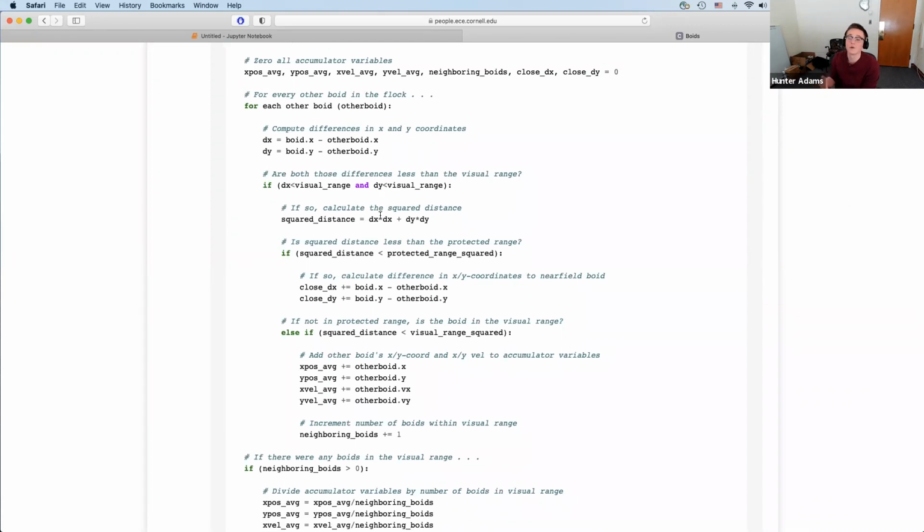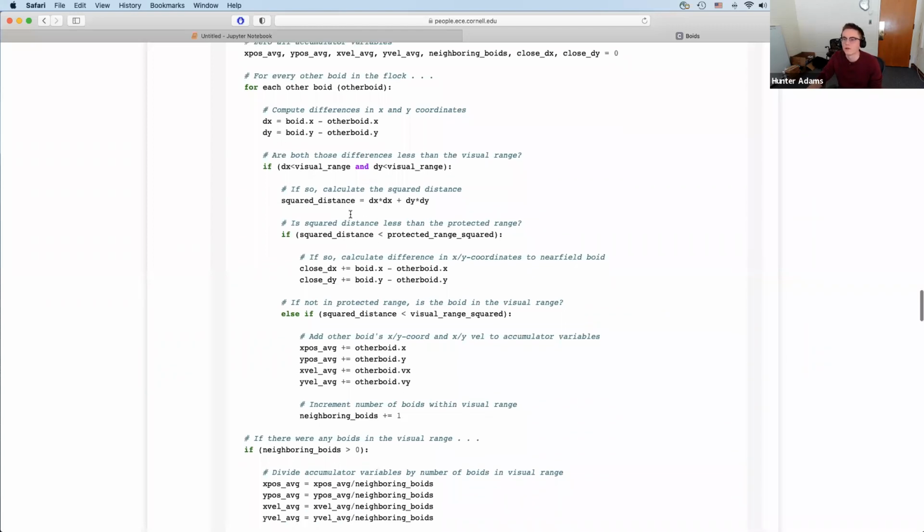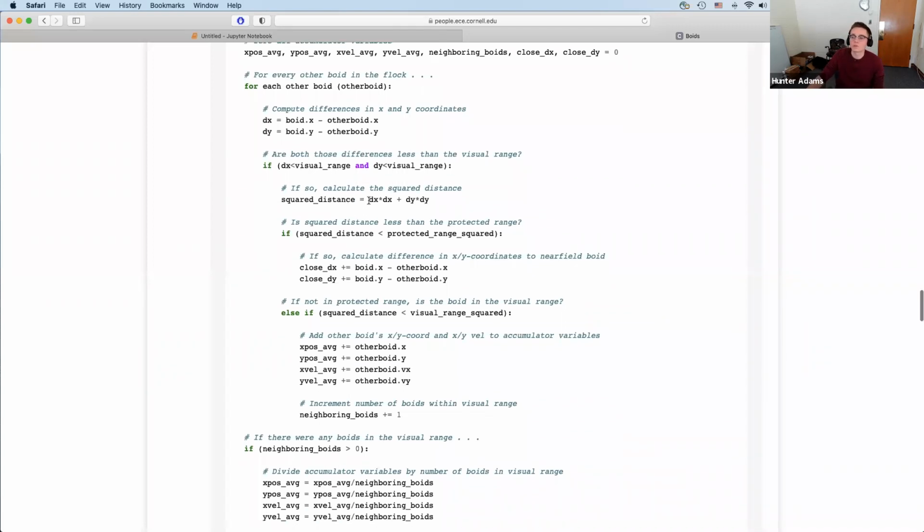And by the way, we're looking at squared distances here, not the square root of the squared distance. Why? Because square roots are slow. We can just work with the squares, so we work with the squared distances and do everything like that. We don't need to take the time to compute the square root of these things. So we compute the squared distance to Boids that will not overflow our variable.